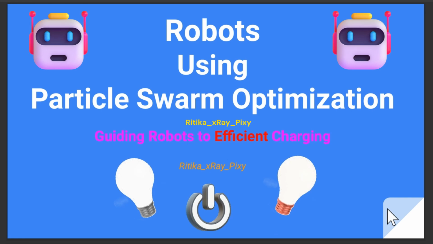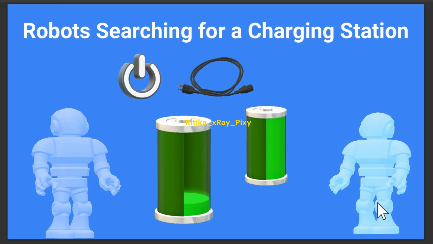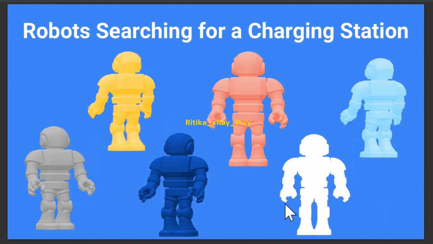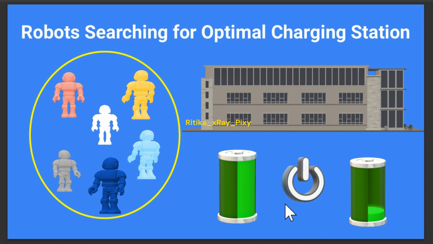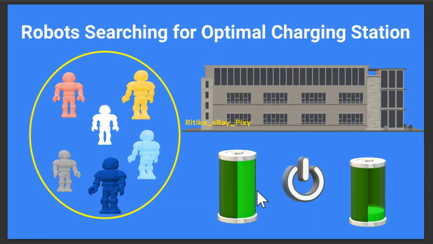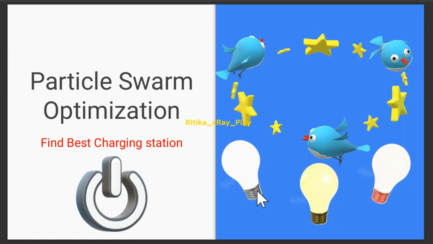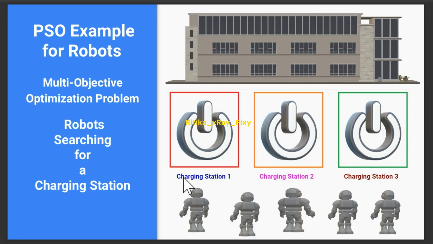In this video, we will discuss smart robots, and how robots can use PSO to find the optimal solutions. We will try to understand this using an example: robots searching for a charging station. Imagine we have a group of robots in a warehouse, and these robots need to find the best charging station before their batteries run out. Here the best charging station is the optimal solution that the robots are trying to find. We will use the PSO algorithm to find this optimal solution, that is, the best charging station.